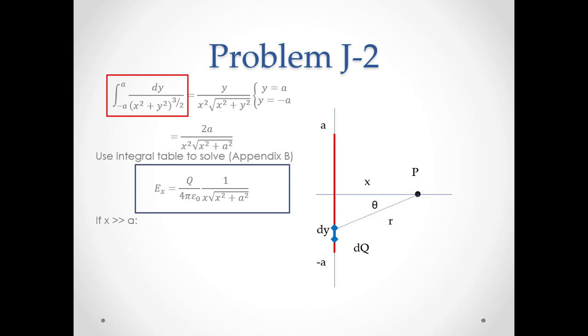Now, a few things to point out. One thing that's really cool is what if you make x really, really big? So what if P is really far away from this rod? What happens is that x squared plus a squared basically becomes x squared. And so you have, on that second one, 1 over x times the square root of x squared, and so you end up with 1 over x squared. What that means is it looks like a point charge at a distance x away from you.